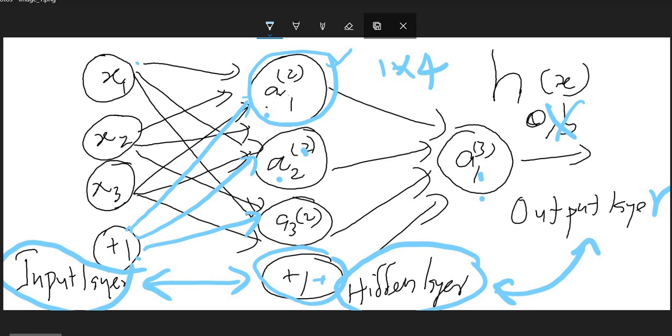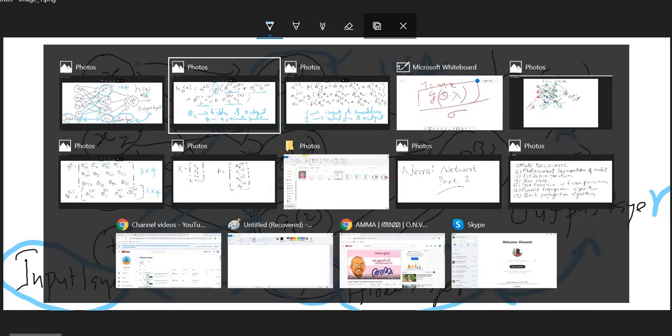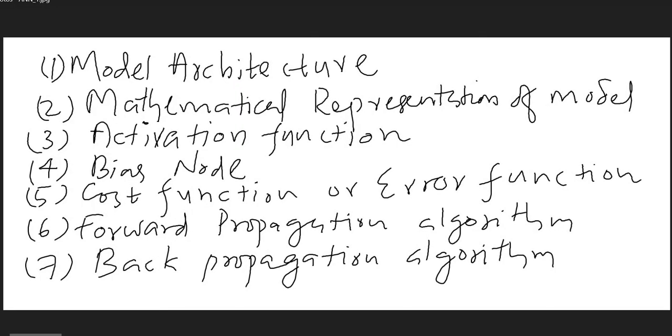But how do we apply this math and backpropagation, all this? It's really interesting. So in the coming videos we will cover. So these are all the portions we need to cover. We covered only two aspects now: model architecture and the mathematical interpretation of this model. Now I am explaining different types of activation functions. What is the bias node? Then cost function, we will see how the cost function works here. Then the forward propagation and back propagation algorithm. It's really important here. All these aspects we will be covering in the coming videos.